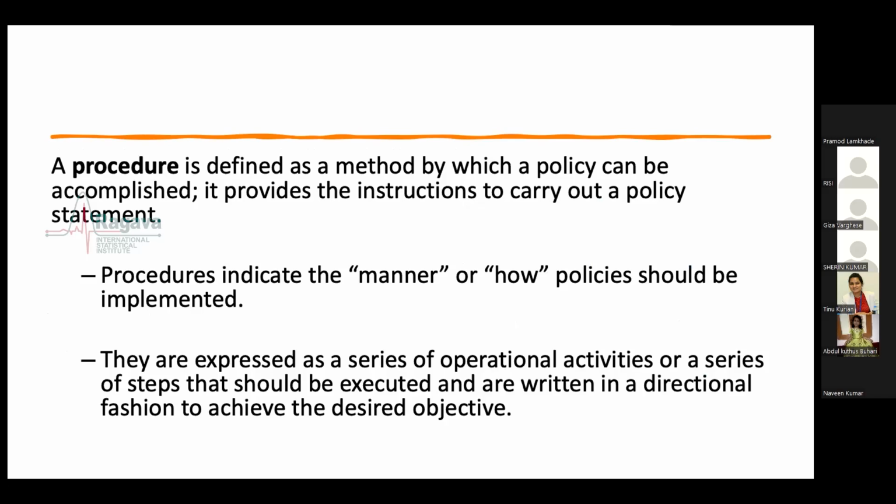Procedures are step-by-step instructions that will tell your staff how to carry out certain tasks. Procedures are expressed as a series of activities or steps that are written in a directional fashion to achieve the desired objective of a policy. That will tell your employees what is expected. For example, a sharps disposal policy. The policy statement can be: sharps must be disposed of in specific containers.